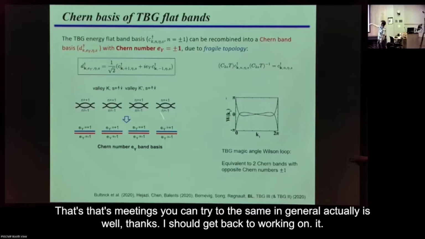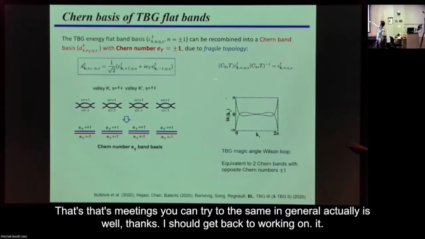Yeah, basically as Nicholas mentions, these flat bands, earlier we showed it has a Wilson loop like this. It can be actually, basically if you choose a different basis for these two bands in each spin and valley, you can write them into a Chern basis, labeled by e_Y, where e_Y is plus or minus 1, which gives you the Chern number of this band. You use the unconventional notation e_Y because this is the eigenvalue of the sigma_Y Pauli matrix in the original energy band basis.